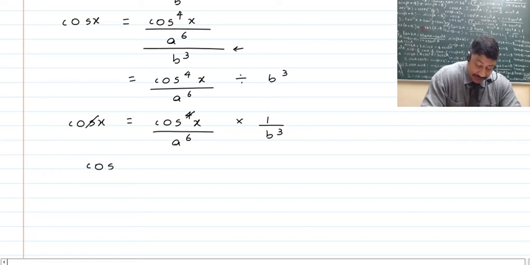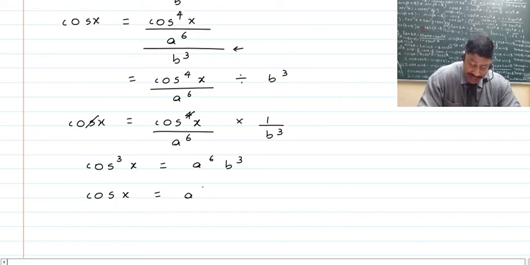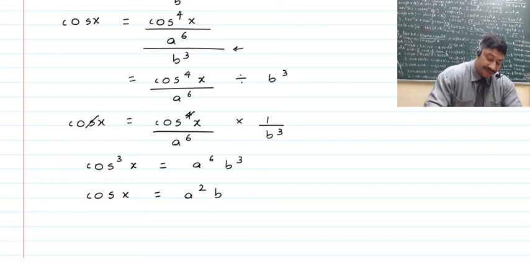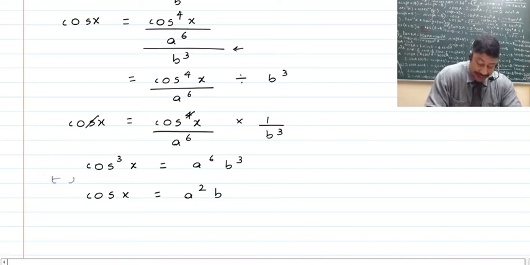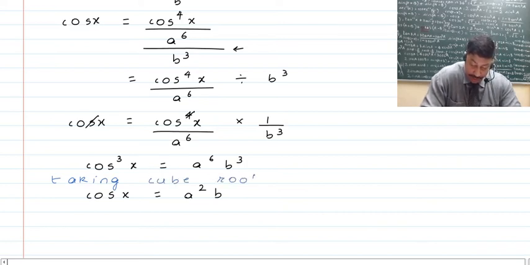As such, you can say now that cos cube x will become equal to a raised to the power 6 into b raised to the power 3, or in other words, we have the value of cos x, which is all in terms of a and b, that is a square b. Now this obviously has been done by taking the cube root of both the sides. So that is what we write here, that is taking cube root, we get to this.